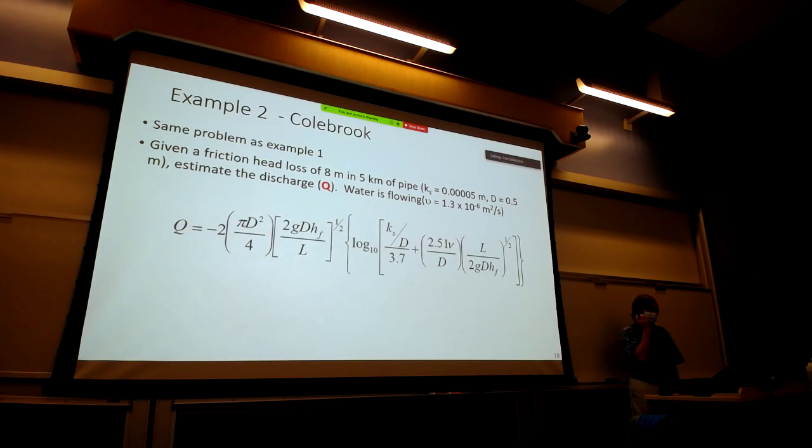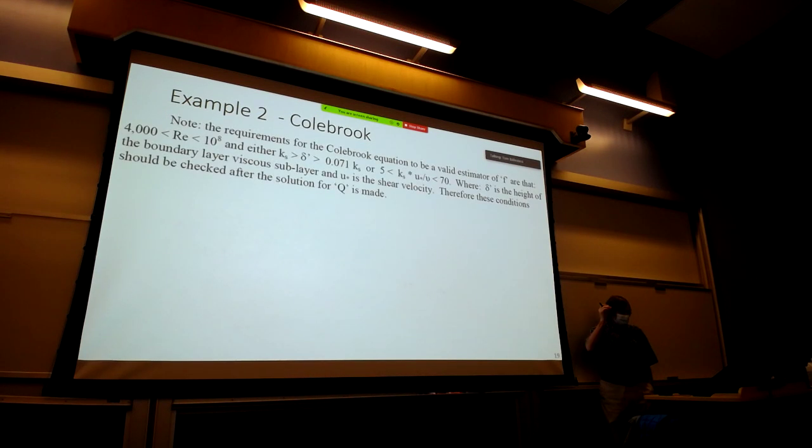This is the equation, again, first one on your handout, and it was appearing on the previous slide. What we have to do is substitute in the diameter, the absolute roughness, kinematic viscosity, pipe length, and friction loss. All of those go into this equation, and you get 0.22 cubic meters per second, which is about 10% different than the last answer. Before it was 0.20. And again, when we get more than 5% differences, that should make you raise an eyebrow. So, we got an answer.